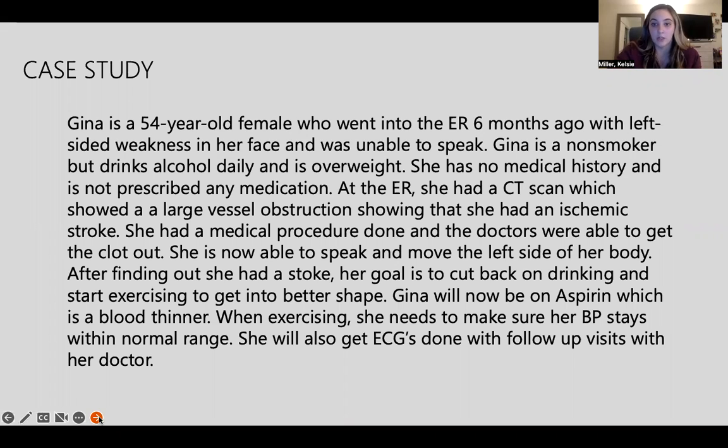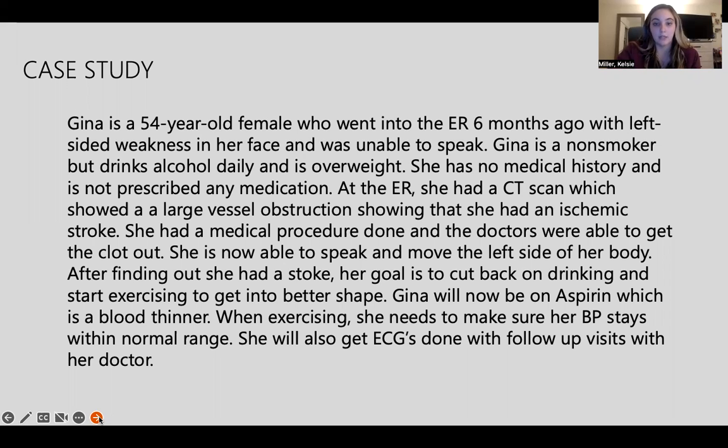At the ER, she had a CT scan which showed a large vessel obstruction, showing that she had an ischemic stroke. She had a medical procedure done and the doctors were able to get the clot out, and now she can speak and move the left side of her body.